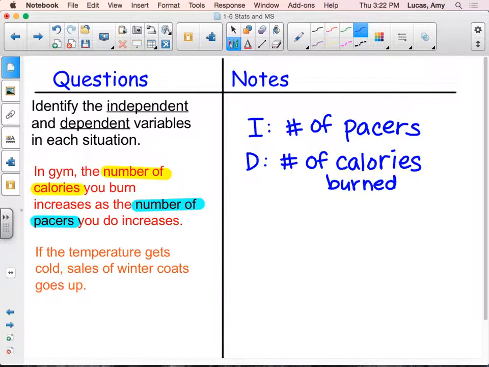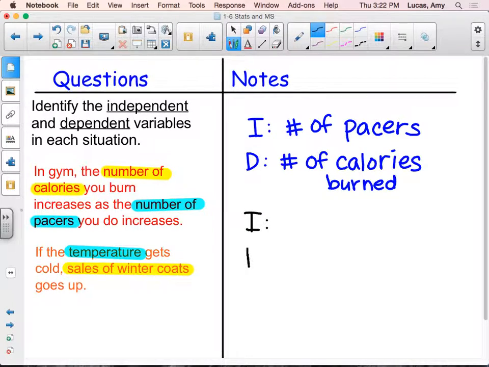Okay, our next situation. If the temperature gets cold, sales of winter coats goes up. Okay, so we live in Minnesota. So one of the variables here is the temperature. So we've got the temperature as one of our variables. Then the other variable would be sale of winter coats. Winter coat sales.